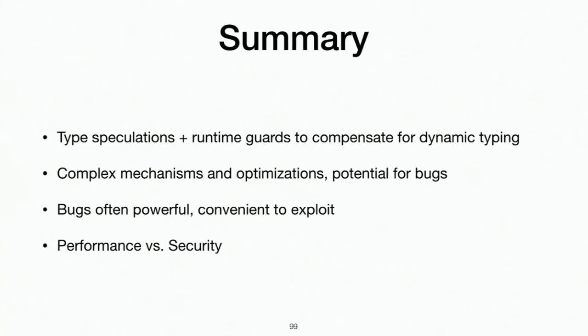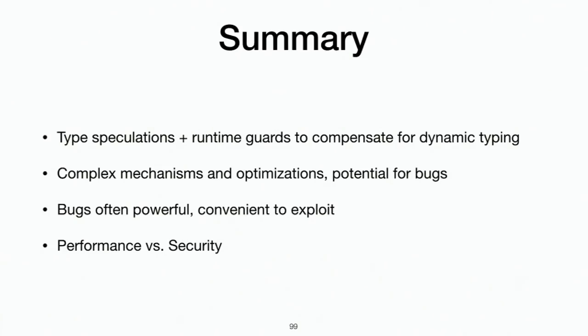Cool. That brings us to the end. So here's my summary. What have we seen? Essentially, we saw that type speculation and runtime guards make up for missing type information due to dynamic typing. We've seen a lot of complex mechanisms, lots of optimizations, potential for bugs, right? Very complex code bases. We've also seen very powerful bugs, so it's not uncommon that one bug is really enough to bypass all mitigations in a super reliable manner and super quickly.